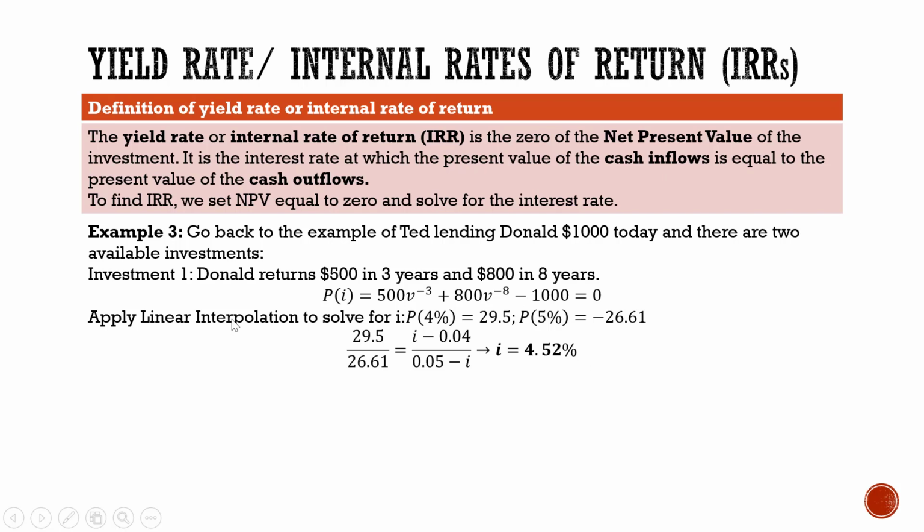So I repeat, to find I in this equation, we have to apply linear interpolation because this is not a linear equation, is not quadratic, is not a simple equation of I. And to apply the linear interpolation, we have to find 2 points of interest rate. One makes the NPV positive and one makes the NPV negative. So the interest rate should be between them, and we are going to apply the linear interpolation.